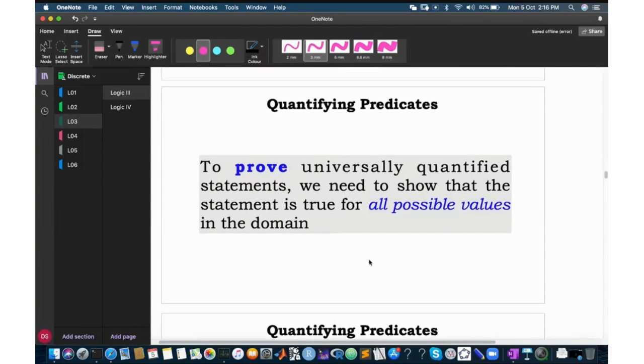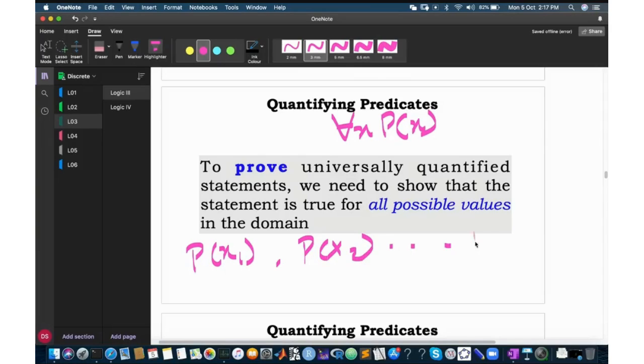To prove a universally quantified statement, something like for all x, p of x, we need to show that the statement is true for all possible values. So we will have to prove that the statement is true for p of x1. We will have to show that this is true for p of x2, and so on. We have to show it for everything in the domain of x.